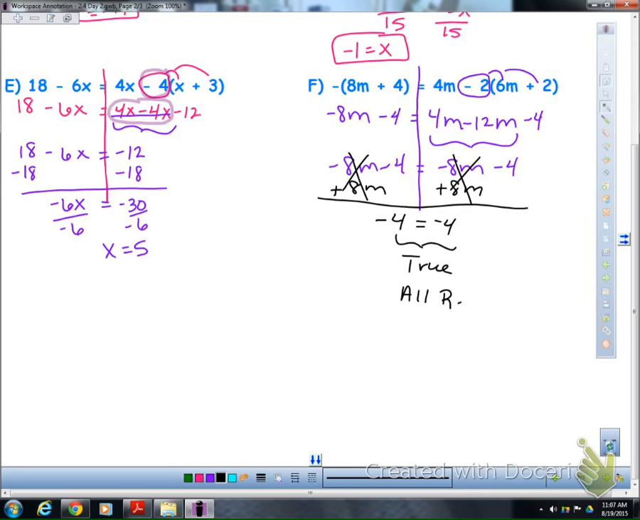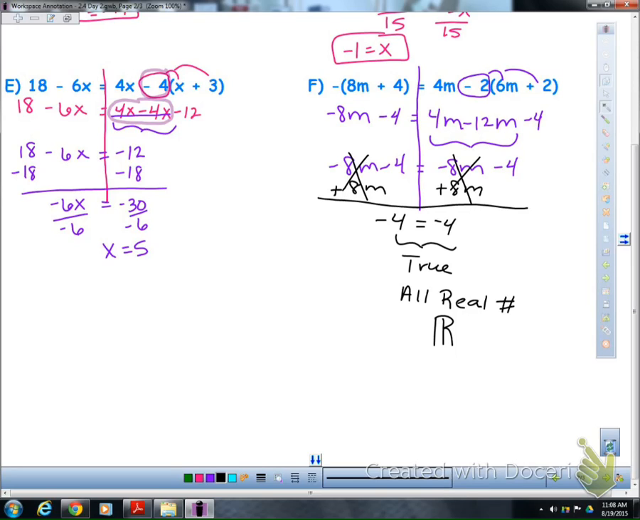Now, you can write that in 2 different ways. You can write all real numbers, which just means that any number I plug in for m, I'm going to get an answer. Or the shortcut is to make a capital R with an extra leg on it. That also means all real numbers.